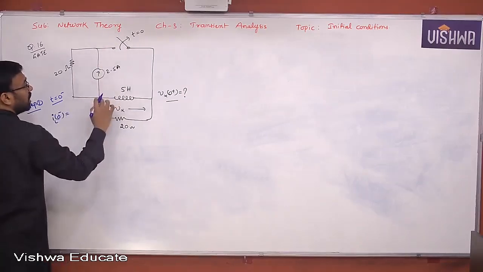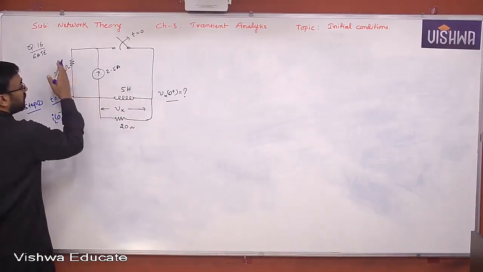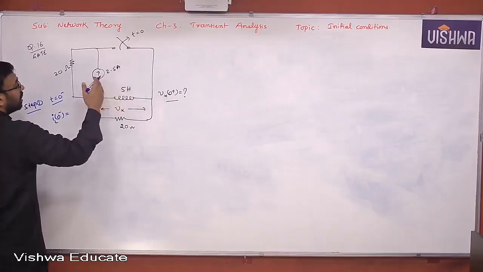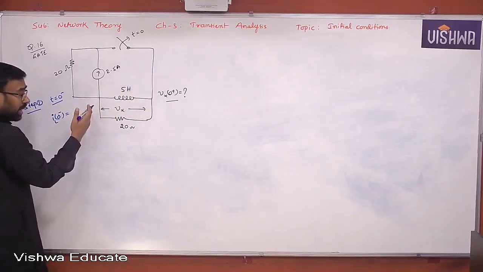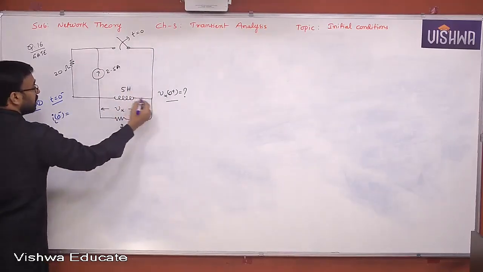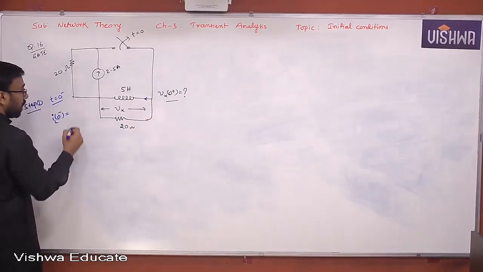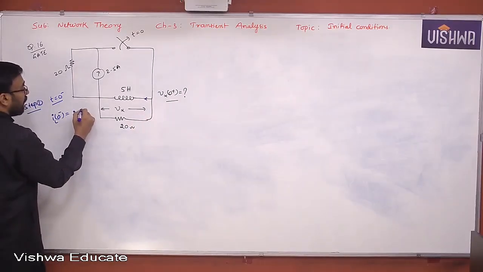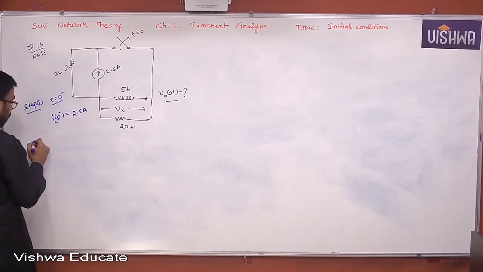Switch is closed, this is shorted, this is gone. So resistor and short circuit both are parallel. The entire current passes through what? The inductor only. So which direction is it passing? This direction it is passing. Yes or no, all of you? Therefore, 2.5 amperes is the current flowing through the inductor. Now let's go with the step 2.